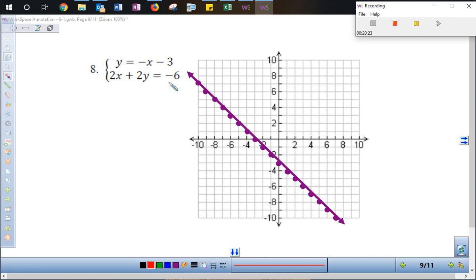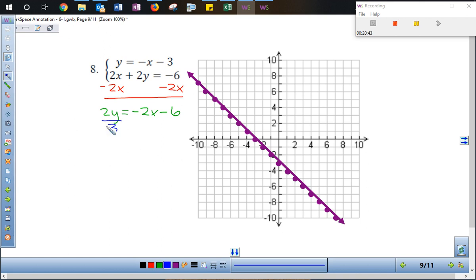Now to graph the second one, we first have to solve it for y. So I'm going to subtract 2x from each side, and I'm going to be left with 2y equals -2x minus 6. Divide each term by 2. And I'm going to be left with y equals -x minus 3.